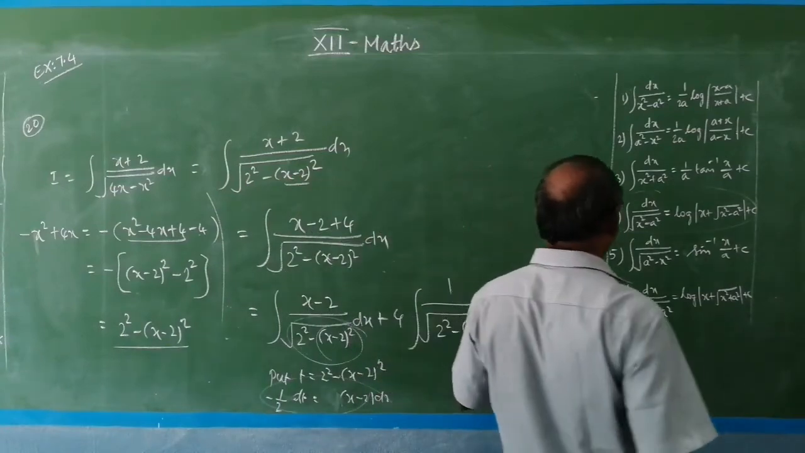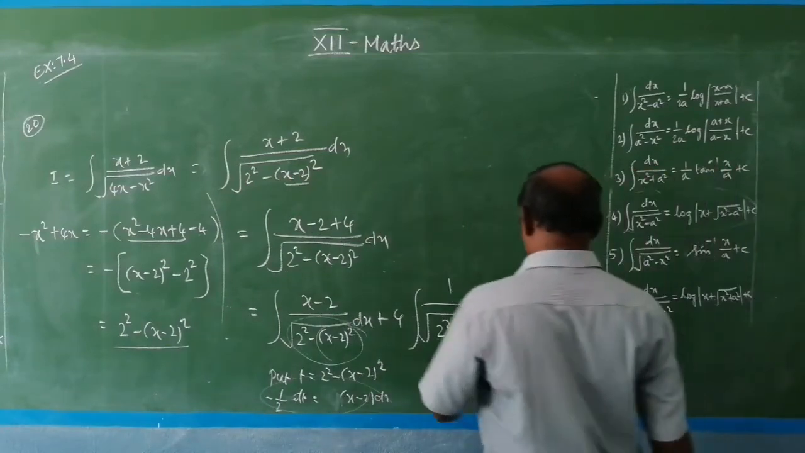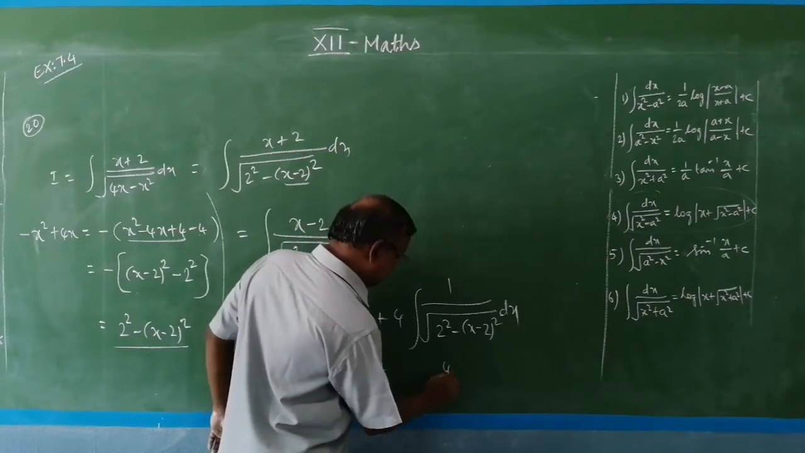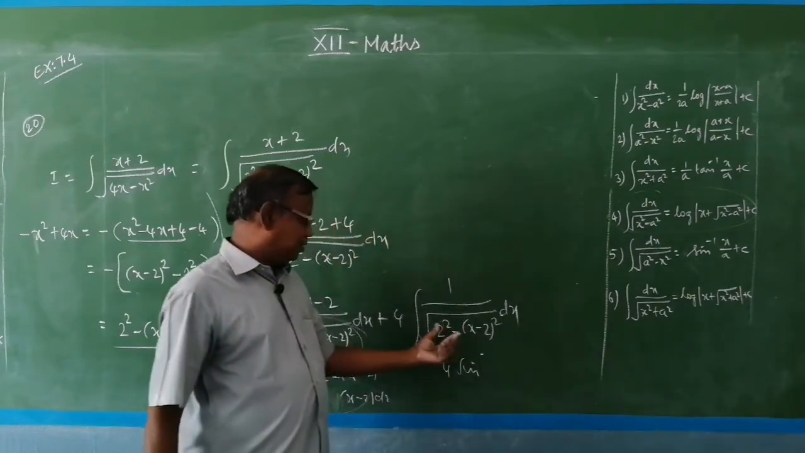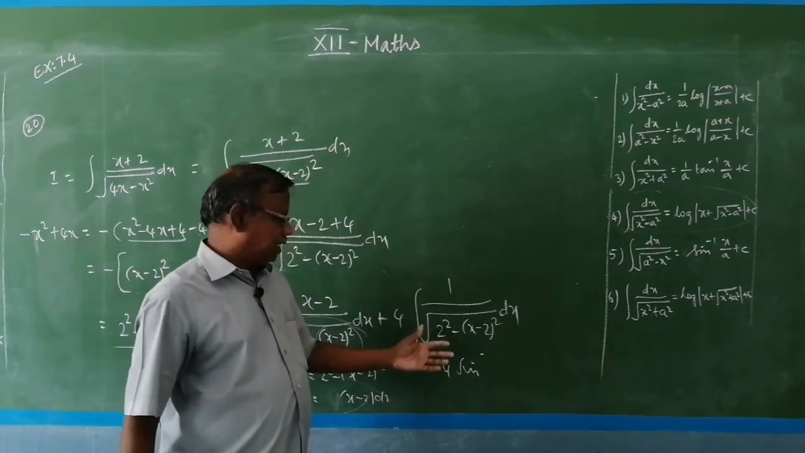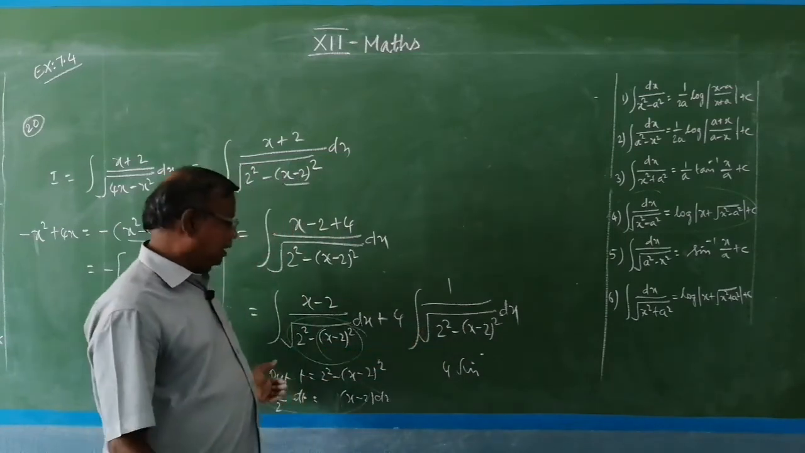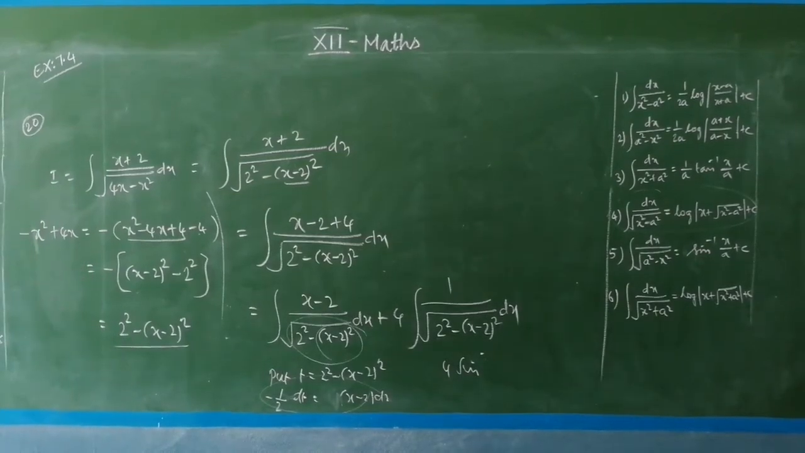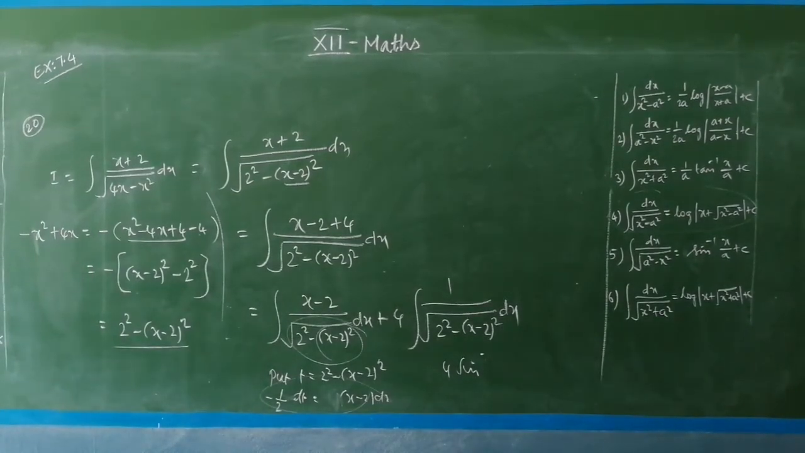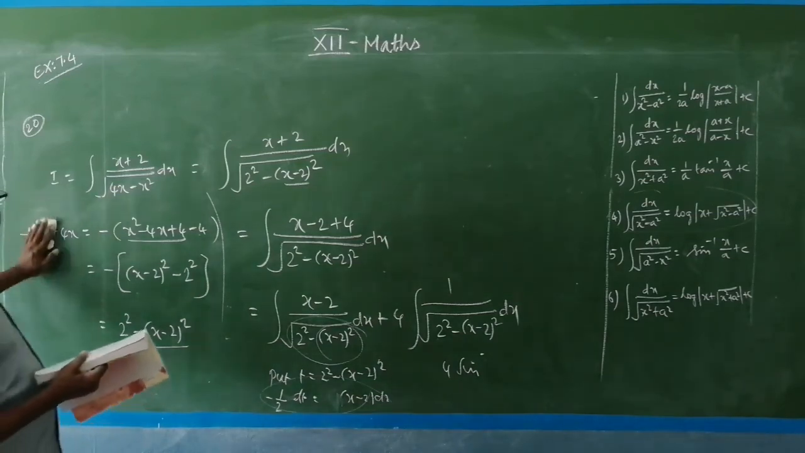that is integral 1 by root of a square minus x square equal to sin inverse of x by a. So this part is 4 into sin inverse of x by a, means x is x minus 2 divided by a, a means 2, x minus 2 by 2. So combining together you will be getting the answer, the same model like question number 17. And in the 21 also we can do the problem of same type.